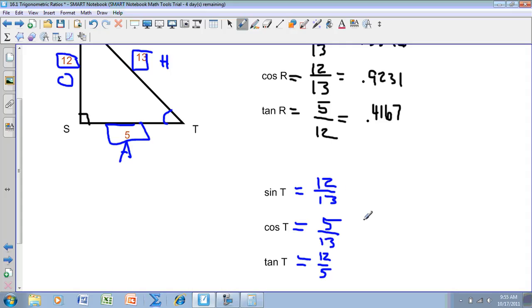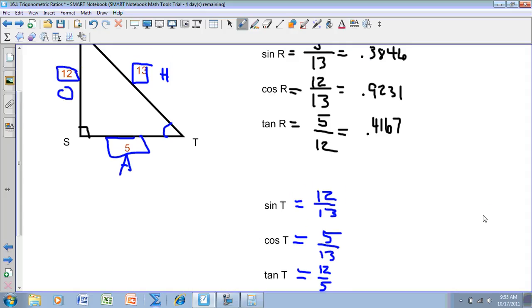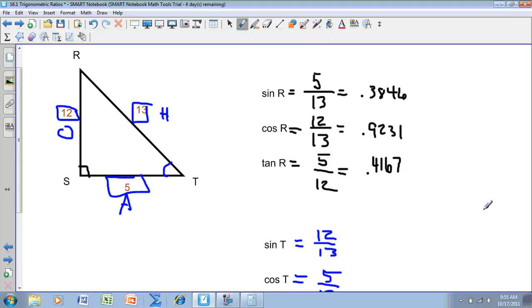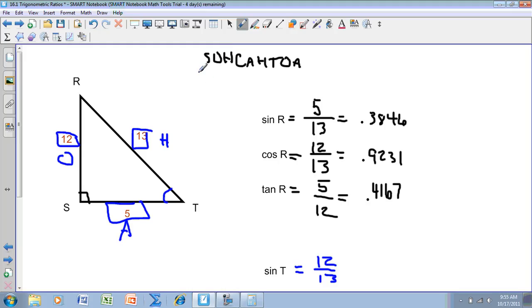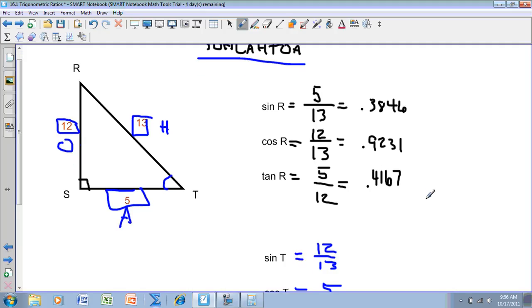All right, you can change those to decimals, you can leave them as fractions, depends on what the directions ask you to do. That's how we find our trig ratios. We've got to remember Chief SOHCAHTOA, and then we've got to be able to look at a triangle and determine what's our opposite side, what's our adjacent side, what's our hypotenuse. All right, good luck.